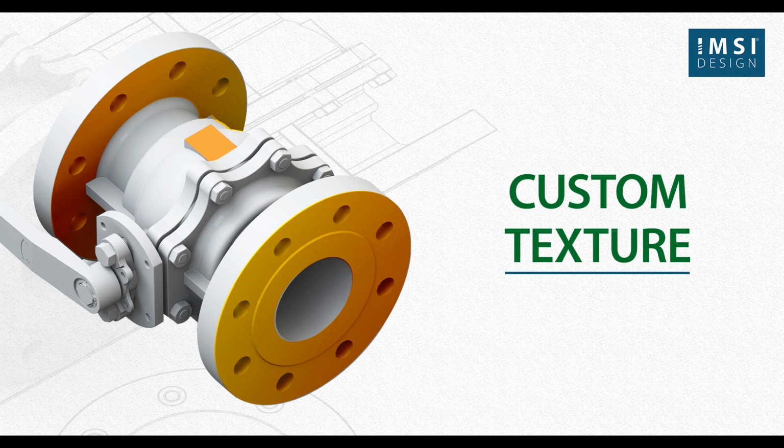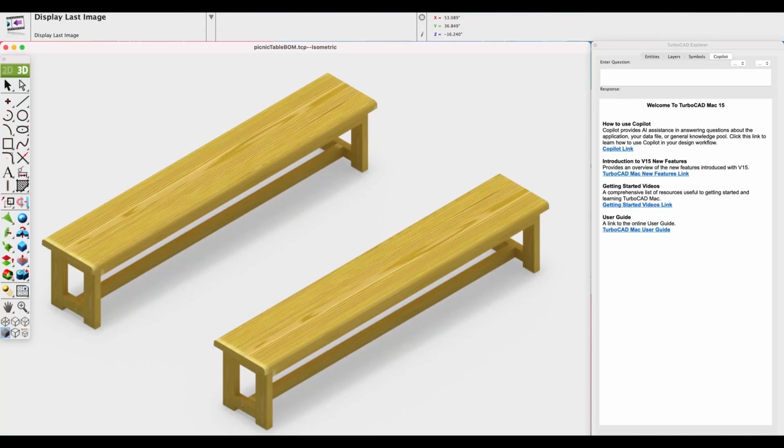Custom texture. In this video, we show how to create and use custom textures for rendering. First, let's go ahead and create a texture that we'd like to add to our picnic table design bench. We're going to use Copilot's text-to-image capability.